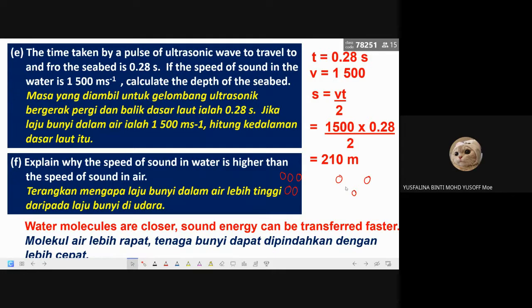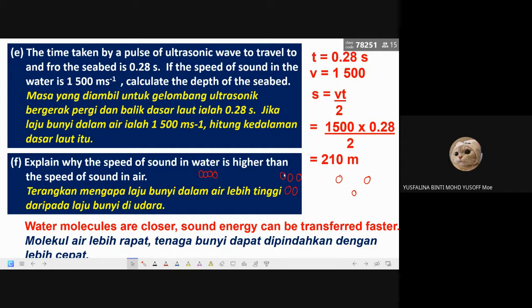But for this one, for gas, the molecules are further away. So it takes time for the molecule to transfer the energy to another molecule because they have a big space between them. And for the solid, of course the speed is much higher, because the arrangement of molecules is very close to each other. So once you transfer the energy to this molecule, it will straight away transfer to this molecule, and then to this one, then to this one. Very fast.